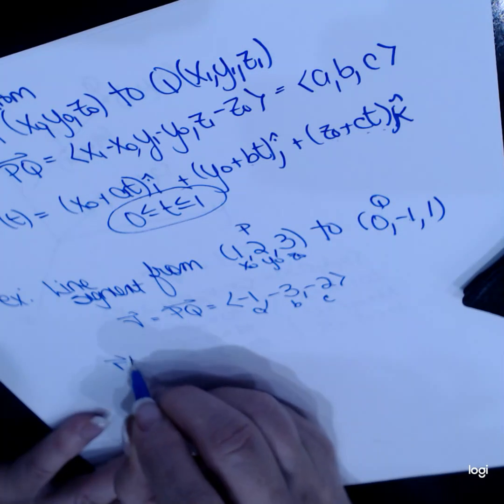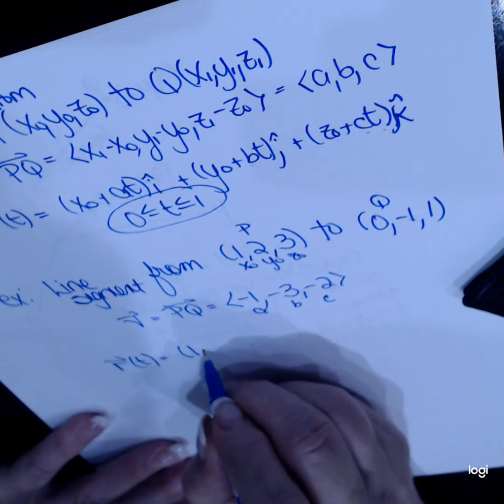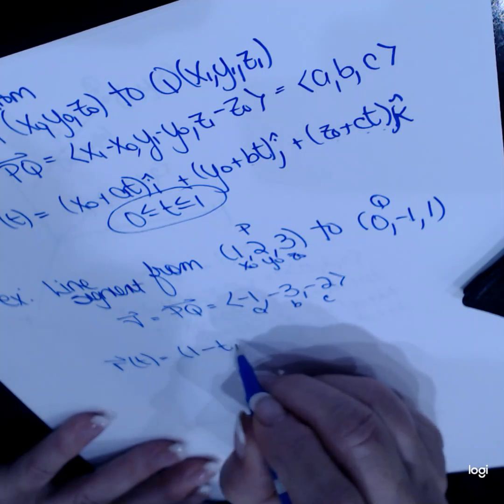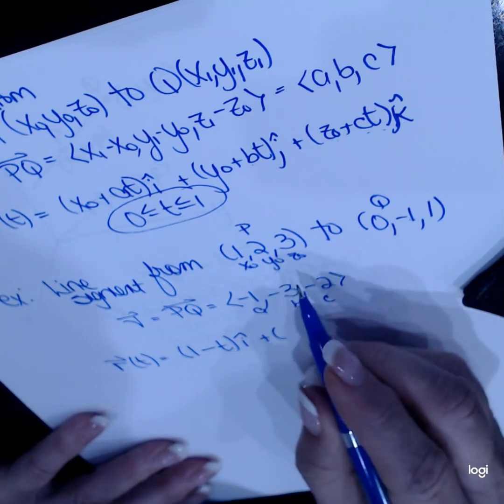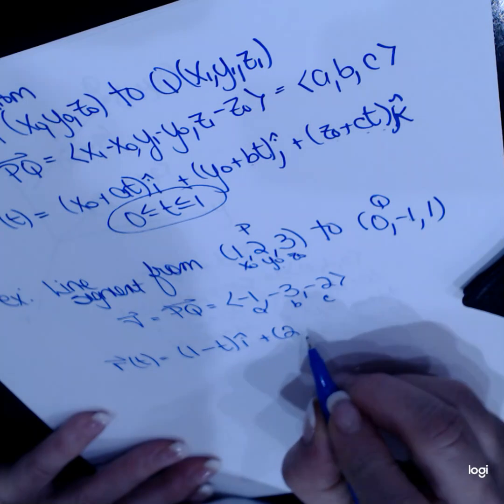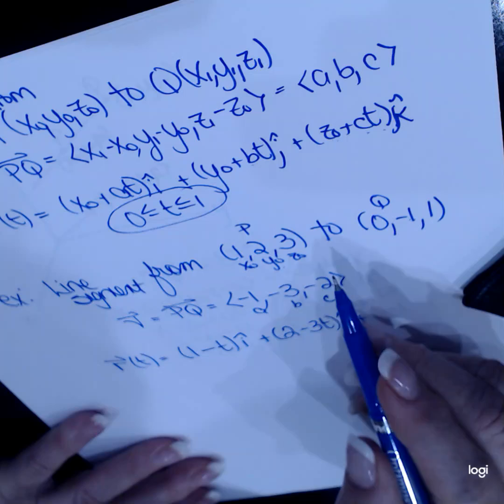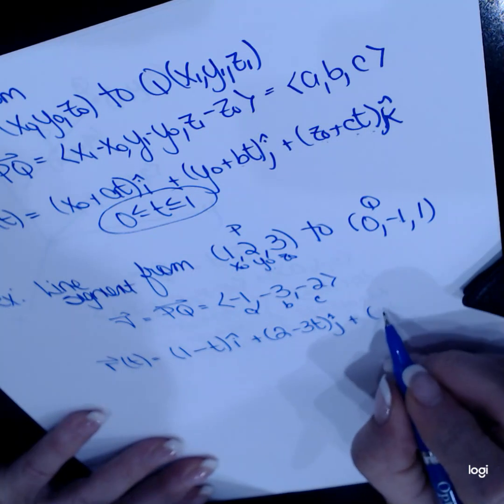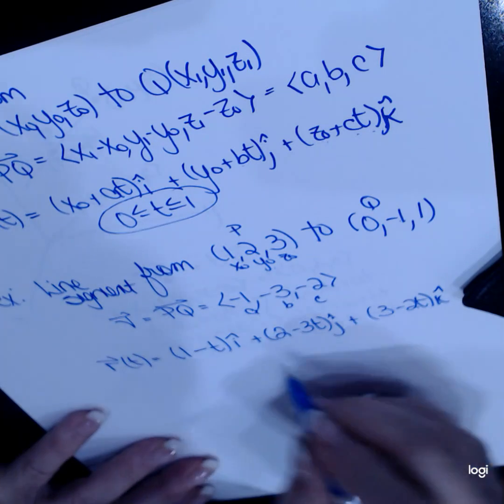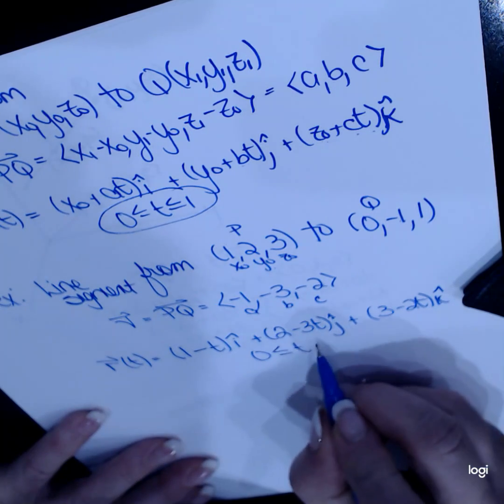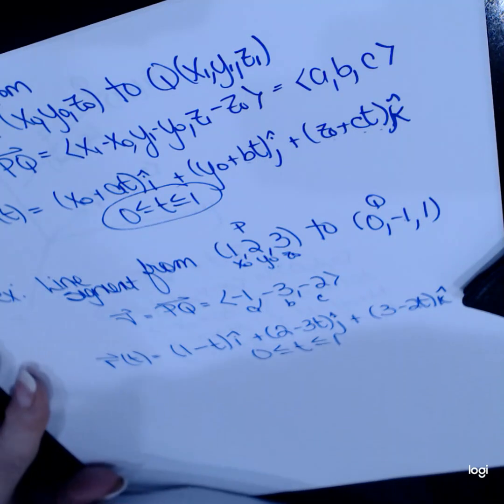So our r of t then is going to be equal to x naught, which is 1, minus at, which is just 1t, times the unit vector i. And then we'll do y naught plus bt, so that's 2 minus 3t, times the unit vector j. And then finally z naught plus ct, which is going to be 3 minus 2t times the unit vector k. And again, for all line segments, no matter how many you do, even if they're in the same problem, we're always going to let t range between 0 and 1.